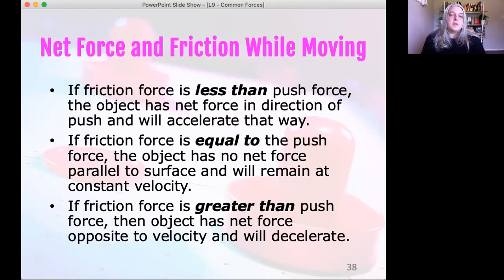If the friction force is less than the push force, the object has net force in the direction of the push and will accelerate that way. If the friction force is equal to the push force, the object has no net force parallel to the surface, and it will remain at constant velocity. And if the friction force is greater than the push force, then the object has net force opposite to velocity and will decelerate. Right, so those are the different scenarios that you can get while an object is moving.